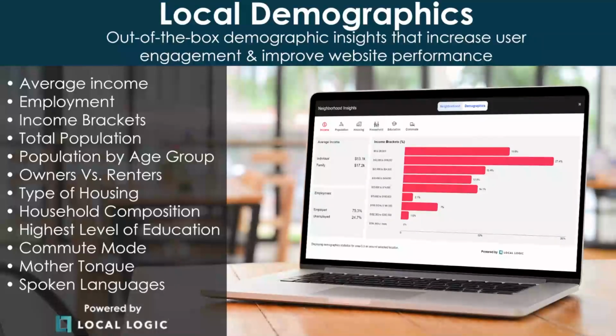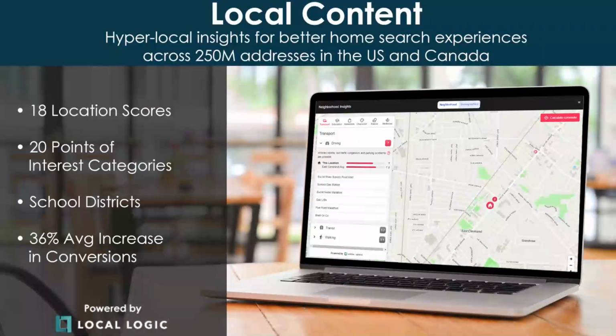On the local content side, that's going to be 18 location scores, 20 points of interest categories, school districts, amenities, character, nature, wellness, things like walk scores, transit scores, and all of that, once again, is visualized for them. They have the map that they can move around, they can see what's in the area, they can learn about a neighborhood. Now, the data itself is fantastic.